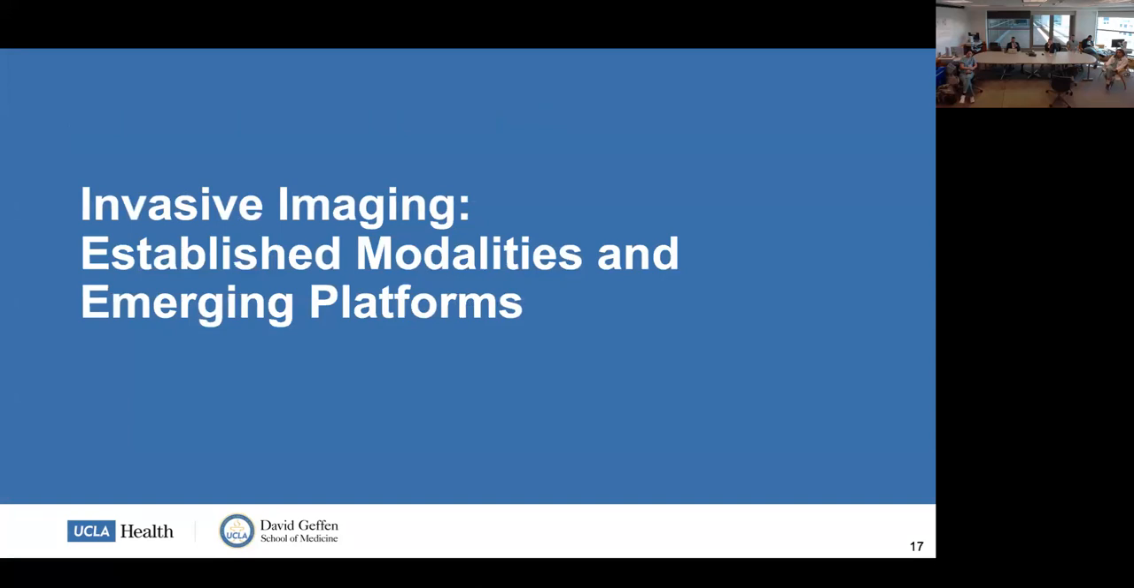And so one of the ways we can learn more about the mechanisms of CAV, and a key driver of this movement, has been invasive imaging. And I'm going to talk to you a little bit about the established modalities and emerging platforms.